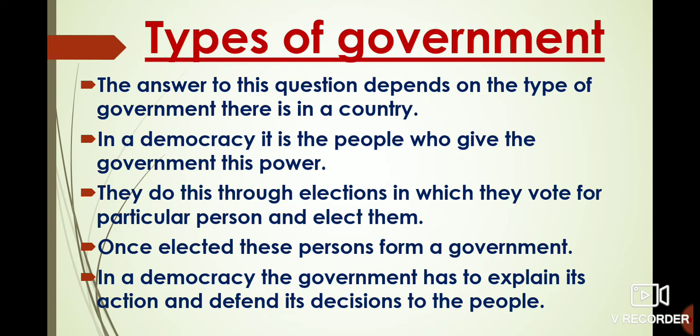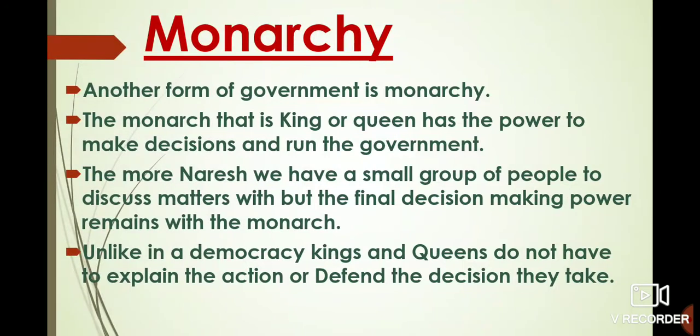We have learnt earlier, India is a democratic country, so whatever actions are taken by the government, those actions must be explained to the people. Whatever actions, decisions, people have complete right to ask questions to the government. So India is a democratic country, always keep this in mind. Understood? Next is a monarchy.